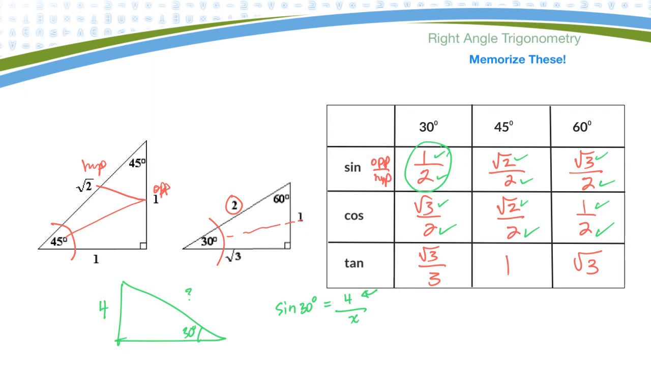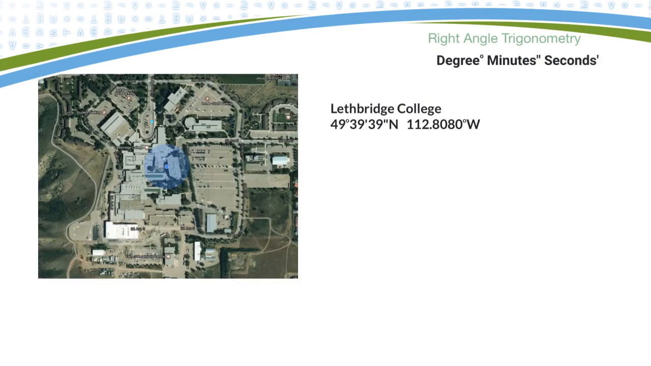Another way you could figure that too is, you know, the sine of 30 is 1/2, and then you can solve that equation. So cross multiply and divide, whatever, but you're going to come up with x is equal to 8. That's just a basic example of when it's good to memorize those values. Okay, last concept is to look at how to convert things between degrees, minutes, and seconds.